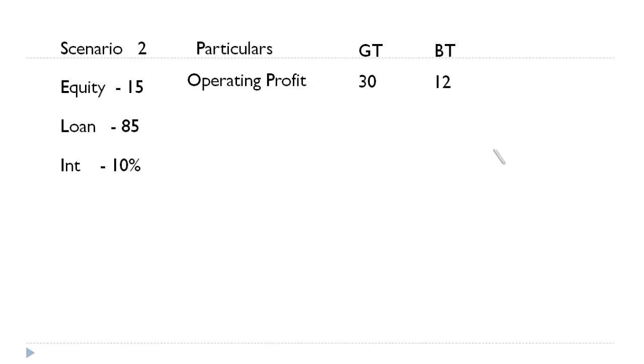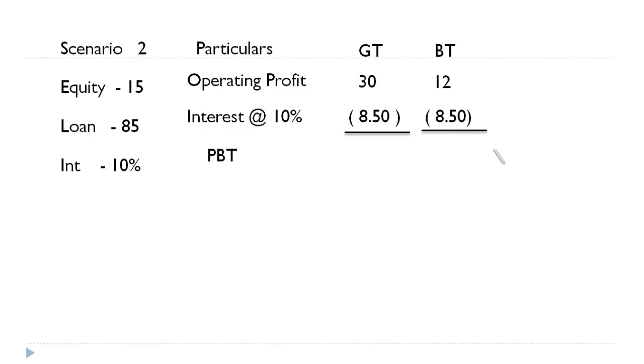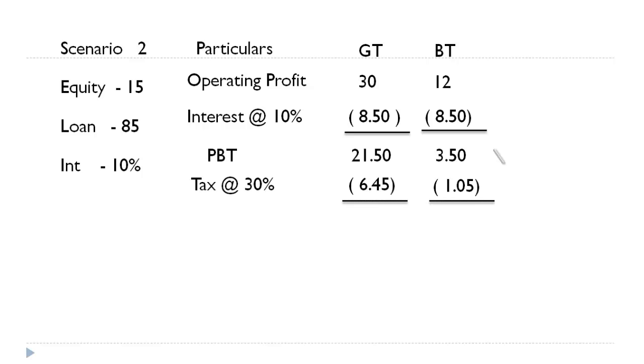We'll provide that here. Okay, now we'll work on the interest on loan, because from operating profit we'll pay interest, and loan amount is 85, interest is 10%. So interest at 10% is 8.5 in good times, and in bad times also it is 8.5. So you will have profit before tax, which is 30 minus 8.5, say 21.5, and here it is 12 minus 8.5, which is 3.5. So from this profit before tax, we have to pay tax at 30%, and say it works out to 6.45 and 1.05.